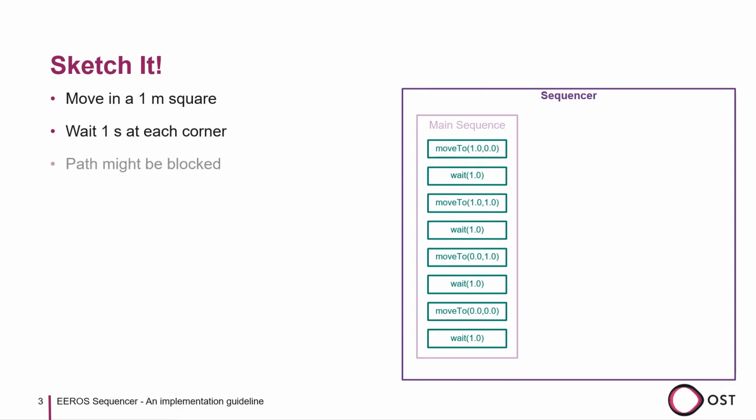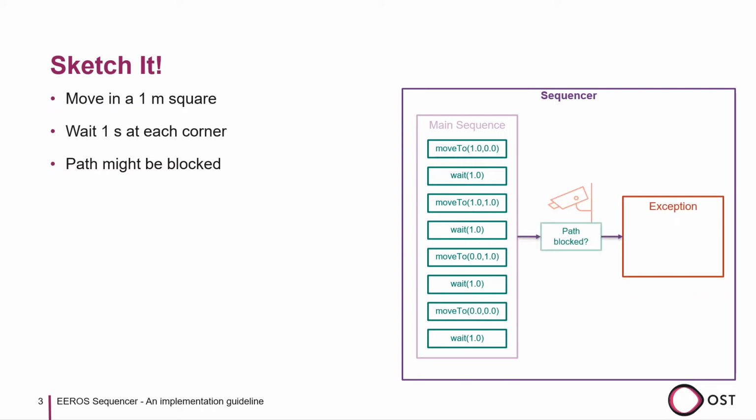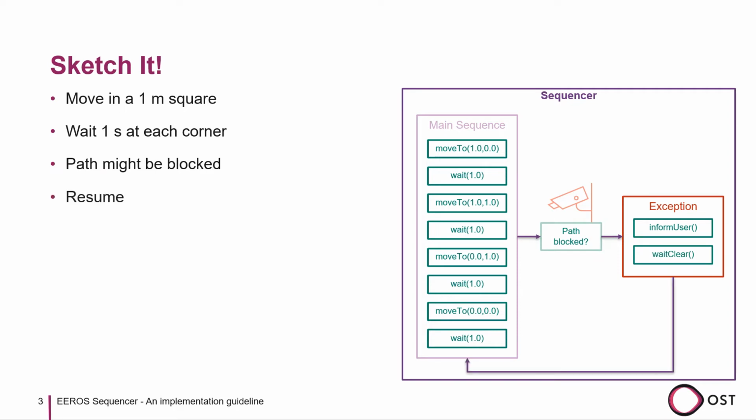However, it might be that the path to the next corner is blocked. We can monitor if the path is blocked and trigger an exception sequence if it is. In this exception sequence, we then inform the user and wait until the path is clear. Once the exception is over, we resume to the main sequence. We will now look at how we can implement this.